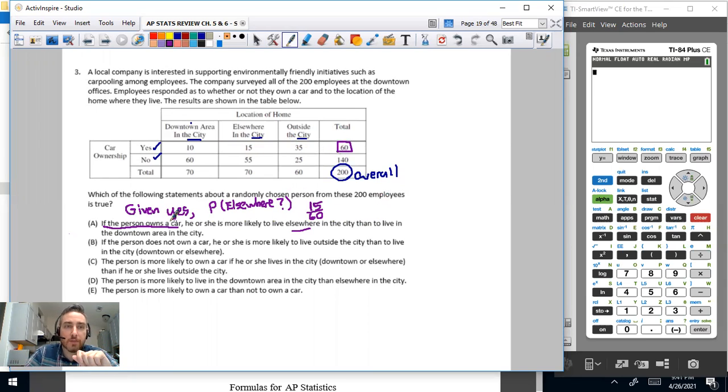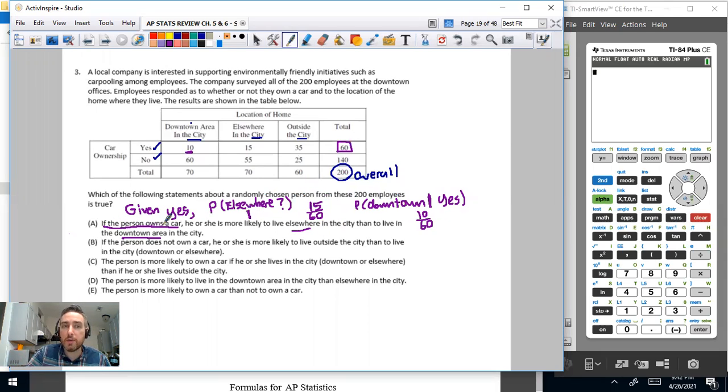Now let's look at the other one. The downtown area of the city, there are 10 of those. So again, if the person owns a car, so it's the same given, probability of downtown, and by the way, we use given with this little slash here. So downtown given yes, well, that's going to be 10 out of 60. So now we have those two fractions. We can see that the 15 out of 60 is larger.